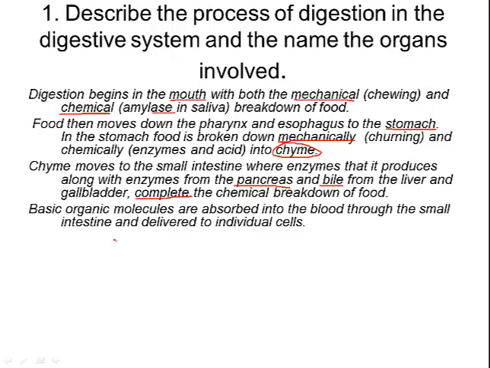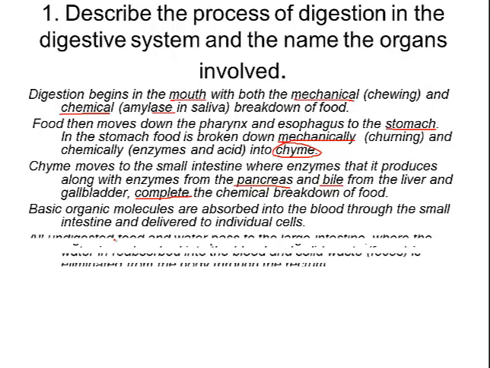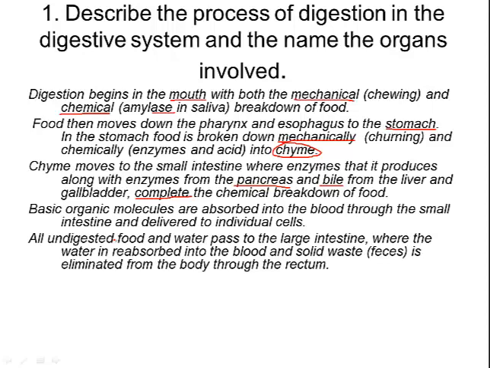So all our monosaccharides, our amino acids, our triglycerides, all of those things are going to get broken down completely and delivered out to our cells. And any undigested food and water is going to pass into the large intestine. The water will get reabsorbed into the blood, and then the solid waste will get eliminated out of the body through the rectum.